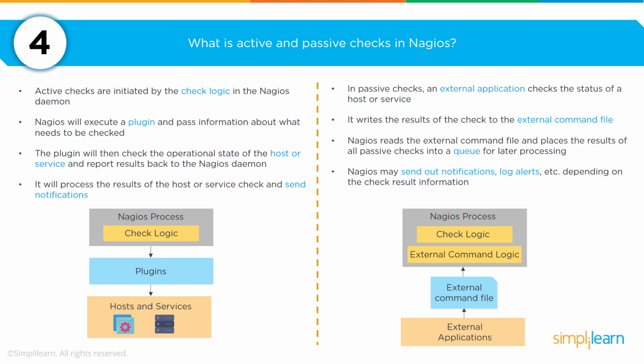In contrast with the passive check, it is an external application that initiates the check. It writes the results of the check to an external command file. Nagios reads the external command file and places the results of all passive checks in a queue for later processing, so you can go back and revalidate. And then Nagios may send out notifications, log alerts, etc., depending on the results that they get from checking the information.